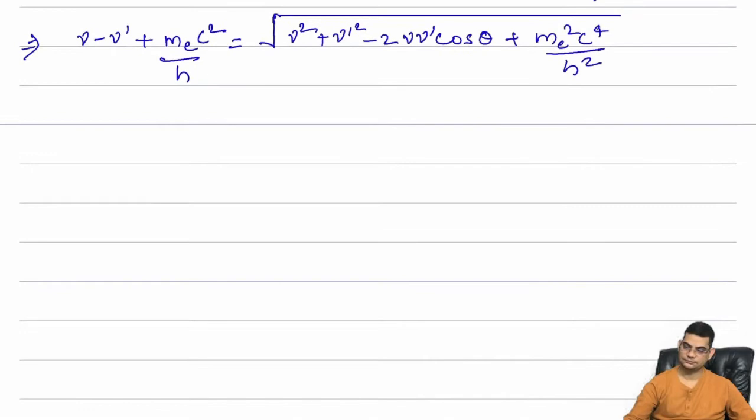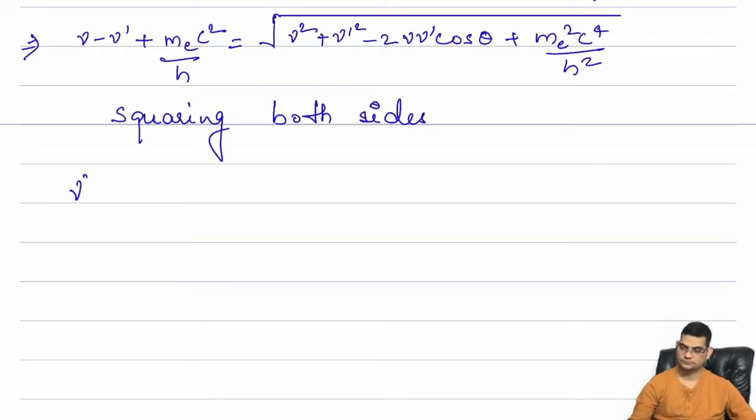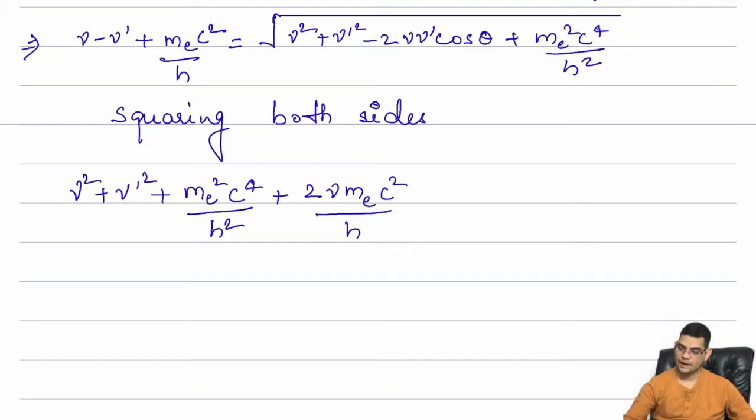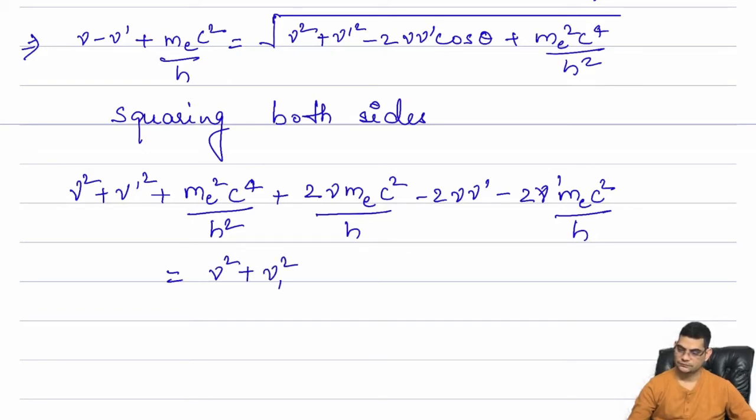Now squaring both sides, we get nu square plus nu dash square plus me square c to the power 4 by h square plus 2 nu me c square upon h minus 2 nu nu dash minus 2 nu dash me c square by h, and that must be equal to nu square plus nu dash square minus 2 nu nu dash cos theta plus me square c to the power 4 by h square.